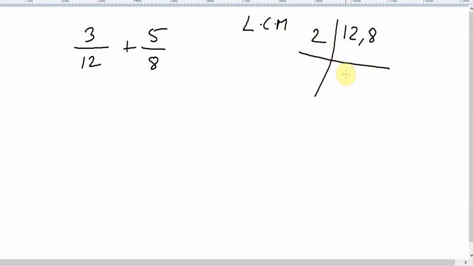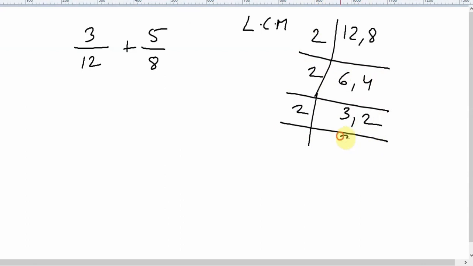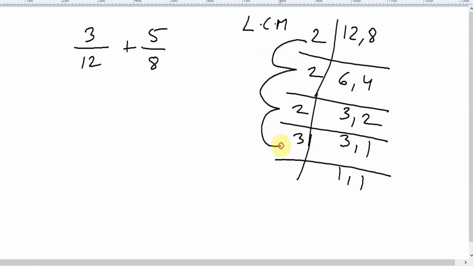LCM of 12 and 8: 2 divides 12, 8 giving 6, 4; 2 again gives 3, 2; 2 again gives 3, 1; then 3 gives 1, 1. So we multiply 2, 2, 2 and 3. LCM is 24. So we make it 24. By what number do I multiply this to make it 24? By 2. How do we come to know it is 2?